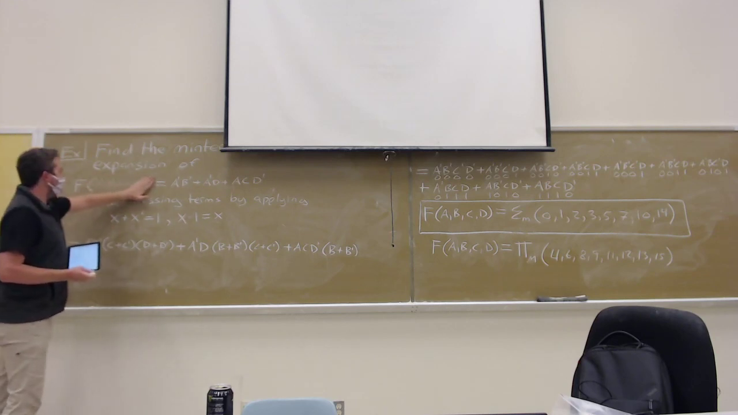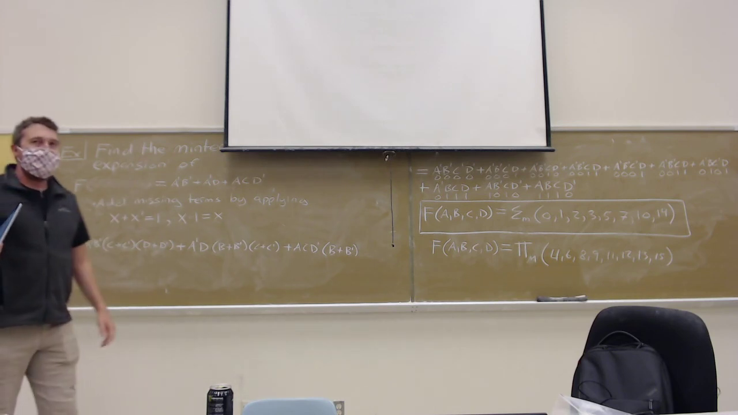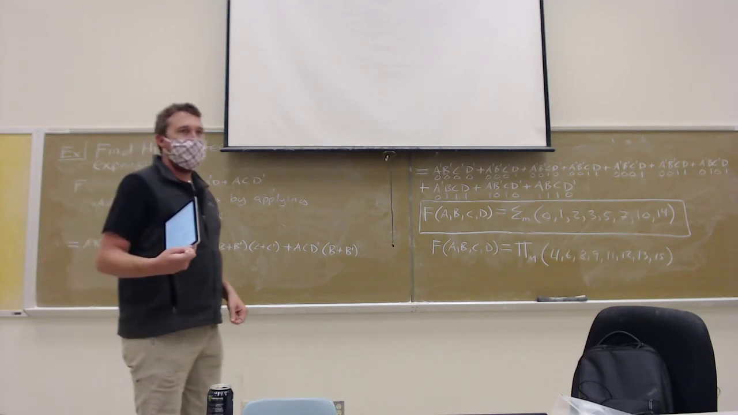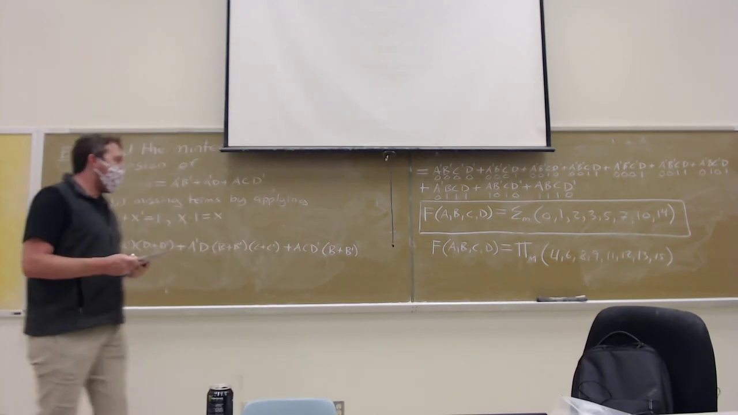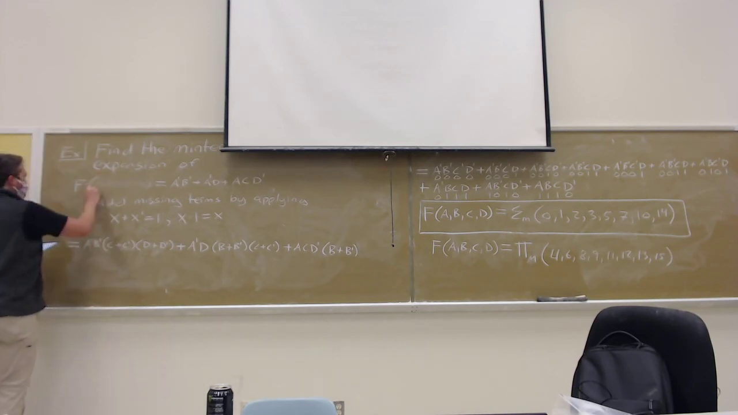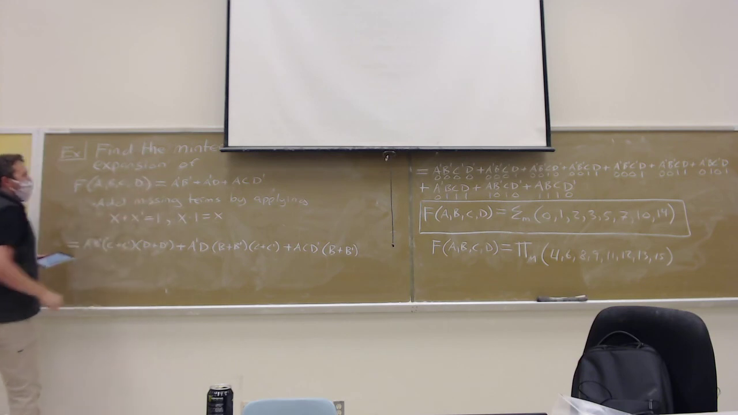If I had just done this, f is equal to a prime, b prime, or a prime, d, or a, c, d prime, would it be possible to solve this problem? No, and why not? Because you don't know how many variables. So you have to define what the variable space is in order to know what variables are missing, right?